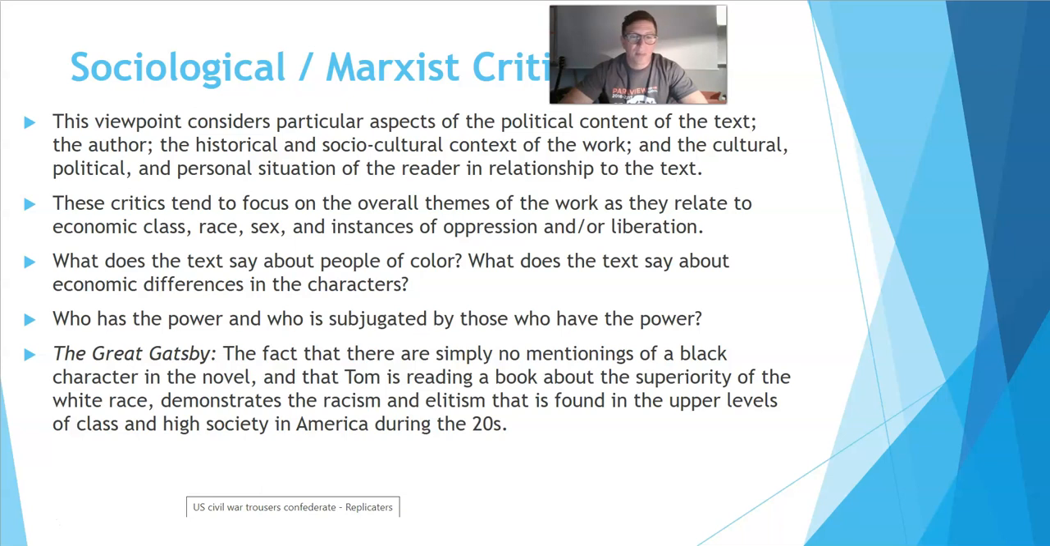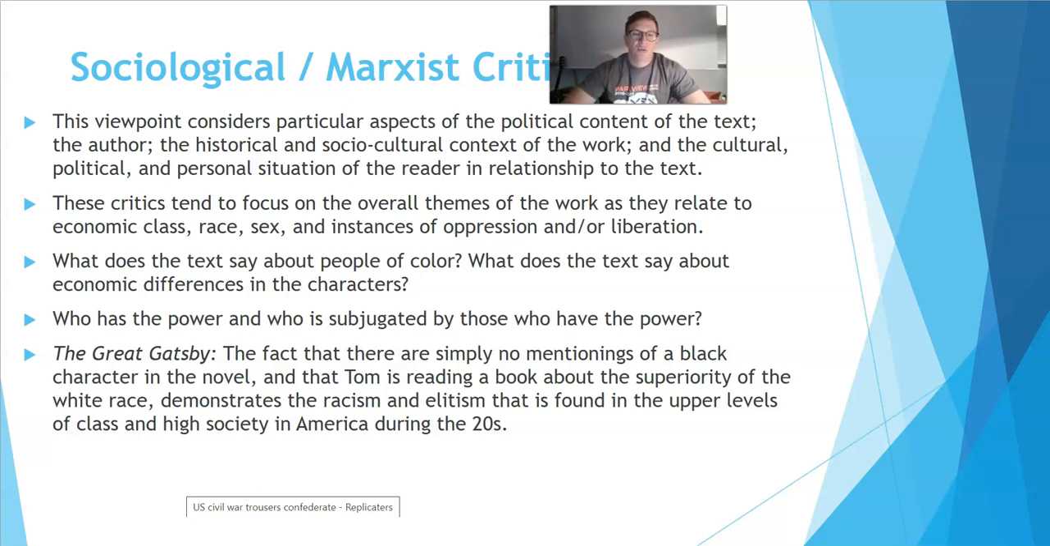What does the text say about people of color? How does it treat minority groups who do not have the social and political power? What does the text say about economic differences in the characters? What does it say about people who are impoverished?